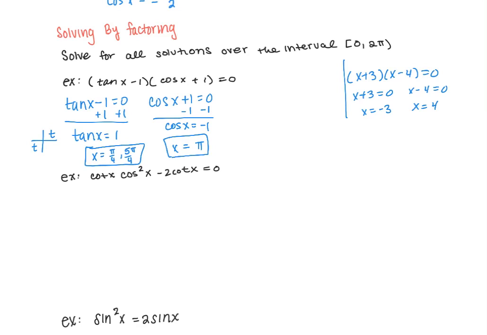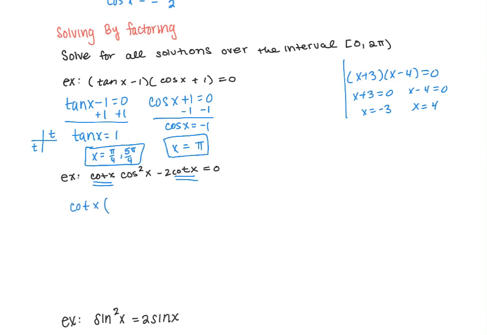Like the next example, we've got cotangent x times cosine squared x minus 2 cotangent x equals 0. This one's not factored yet. So remember, just like all factoring with anything, always look for a common factor first. And then if it's a trinomial, you can actually factor it with the table. But this one's only a binomial, so I'm going to look for a common factor. I notice they both have a cotangent, so I can factor out a cotangent.